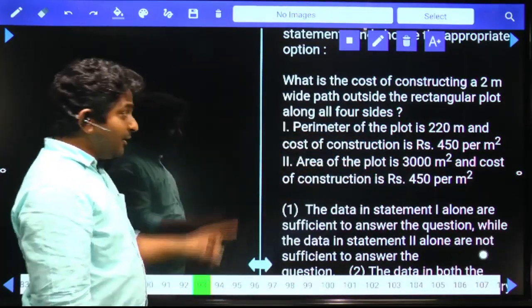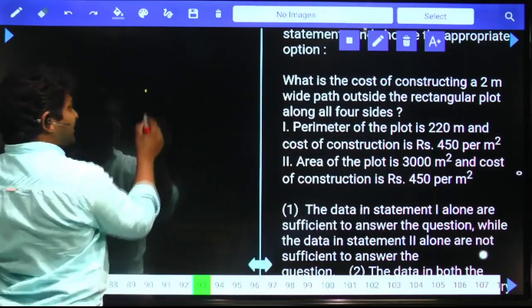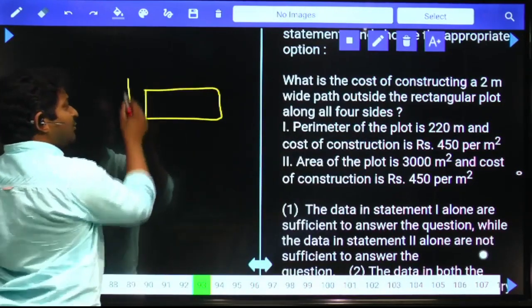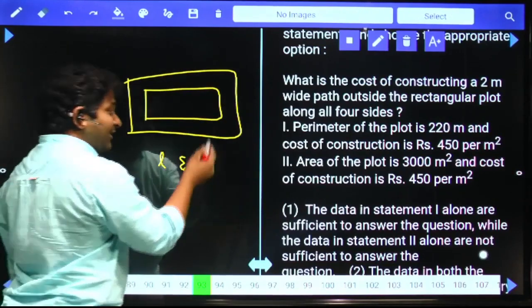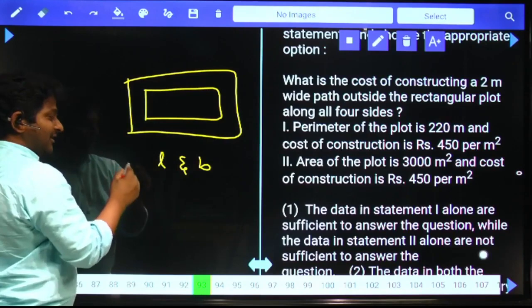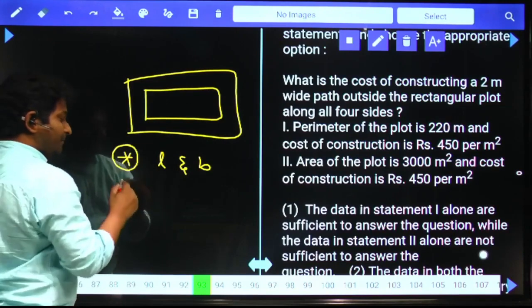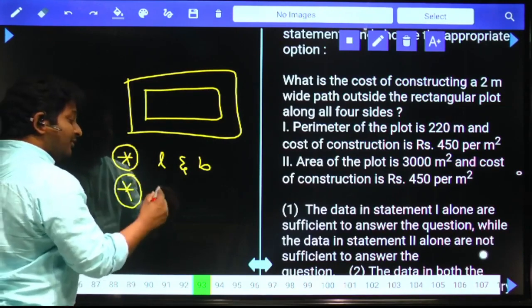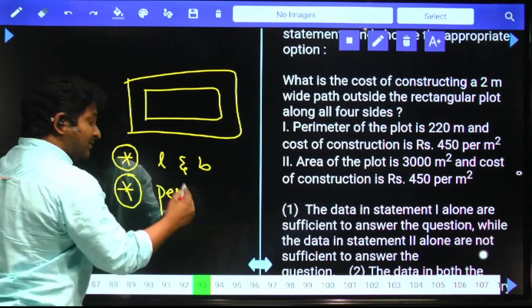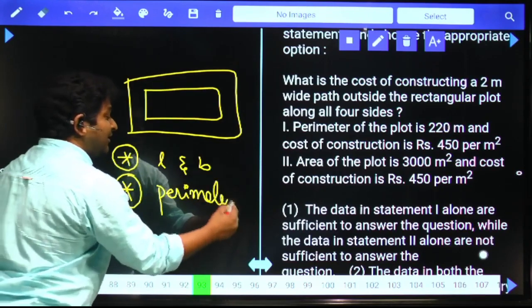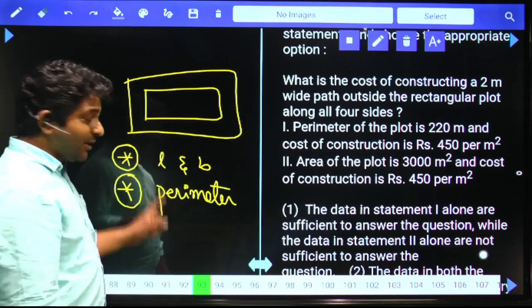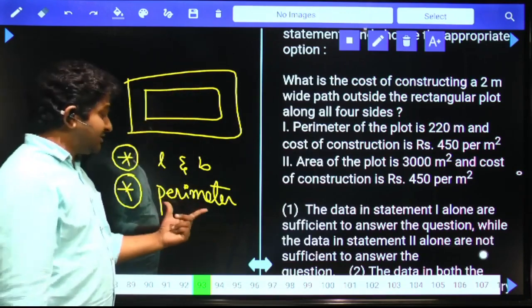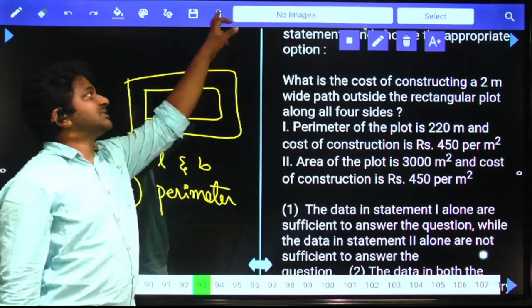Next. Do remember this: whenever you want to calculate a path area, you need to know either the length and breadth of the inner rectangle or the outer rectangle. This is one way you can answer the question. And at the same time, when you know the perimeter, do remember this point: when you know the perimeter, we can also identify the path area. These 2 points are very important. This one, 99% of people miss.